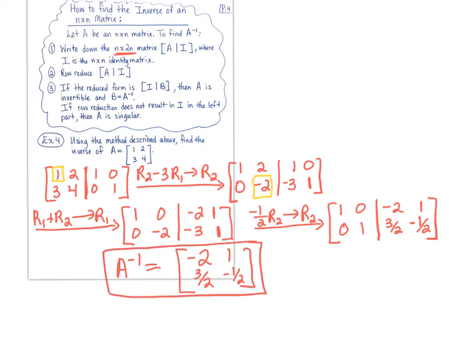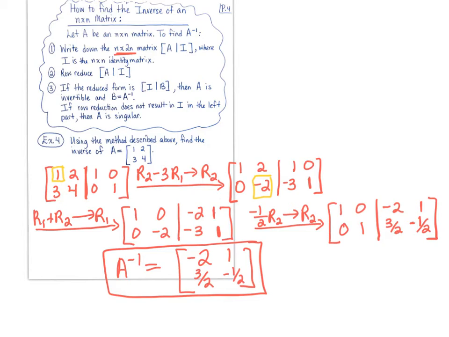Now, remember, if it's a 2 by 2 matrix, use your formula. It makes your life easier. However, if the matrix is larger than a 2 by 2, then you use this process. Okay? So, of course, my next example is an example where the matrix is not a 2 by 2 matrix. Are there any questions?